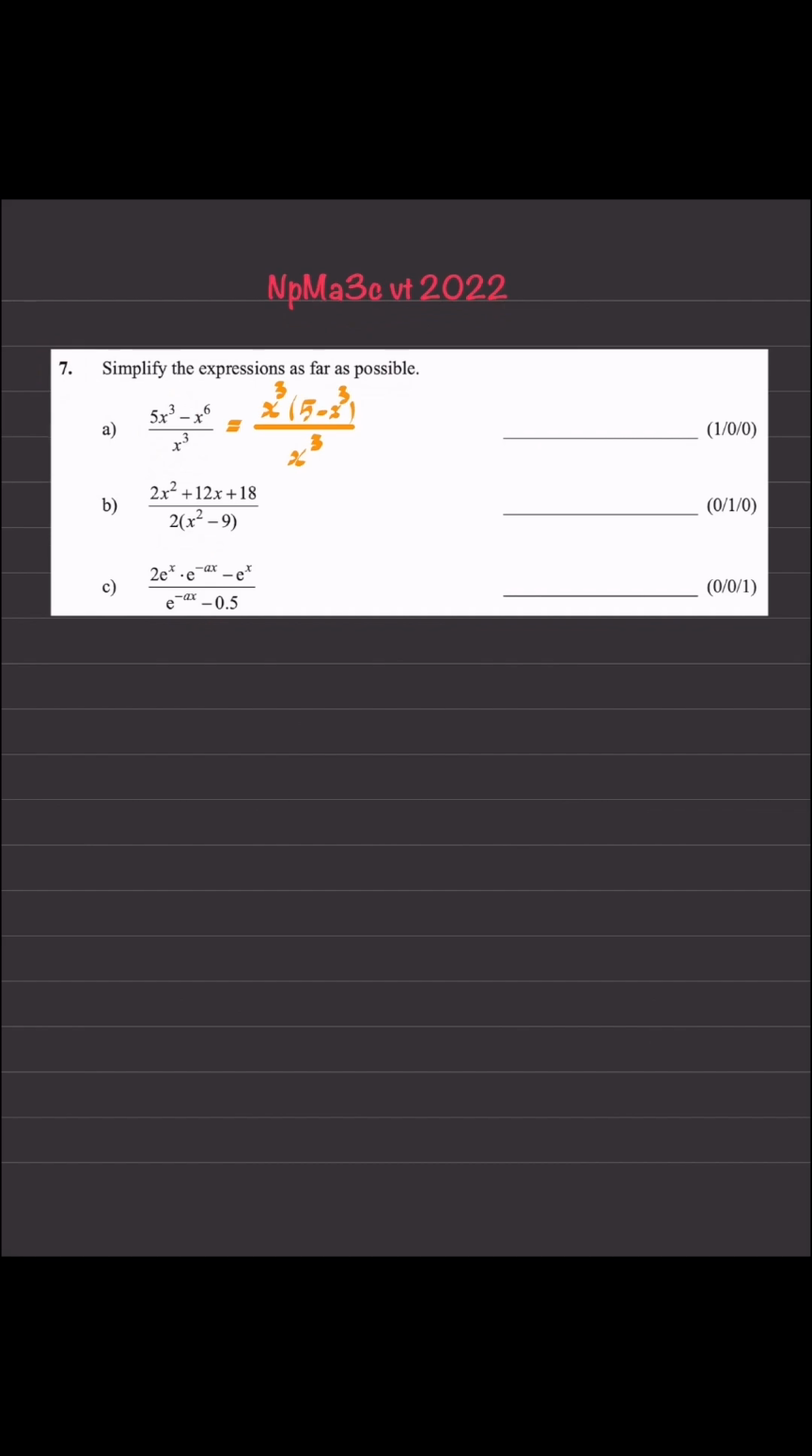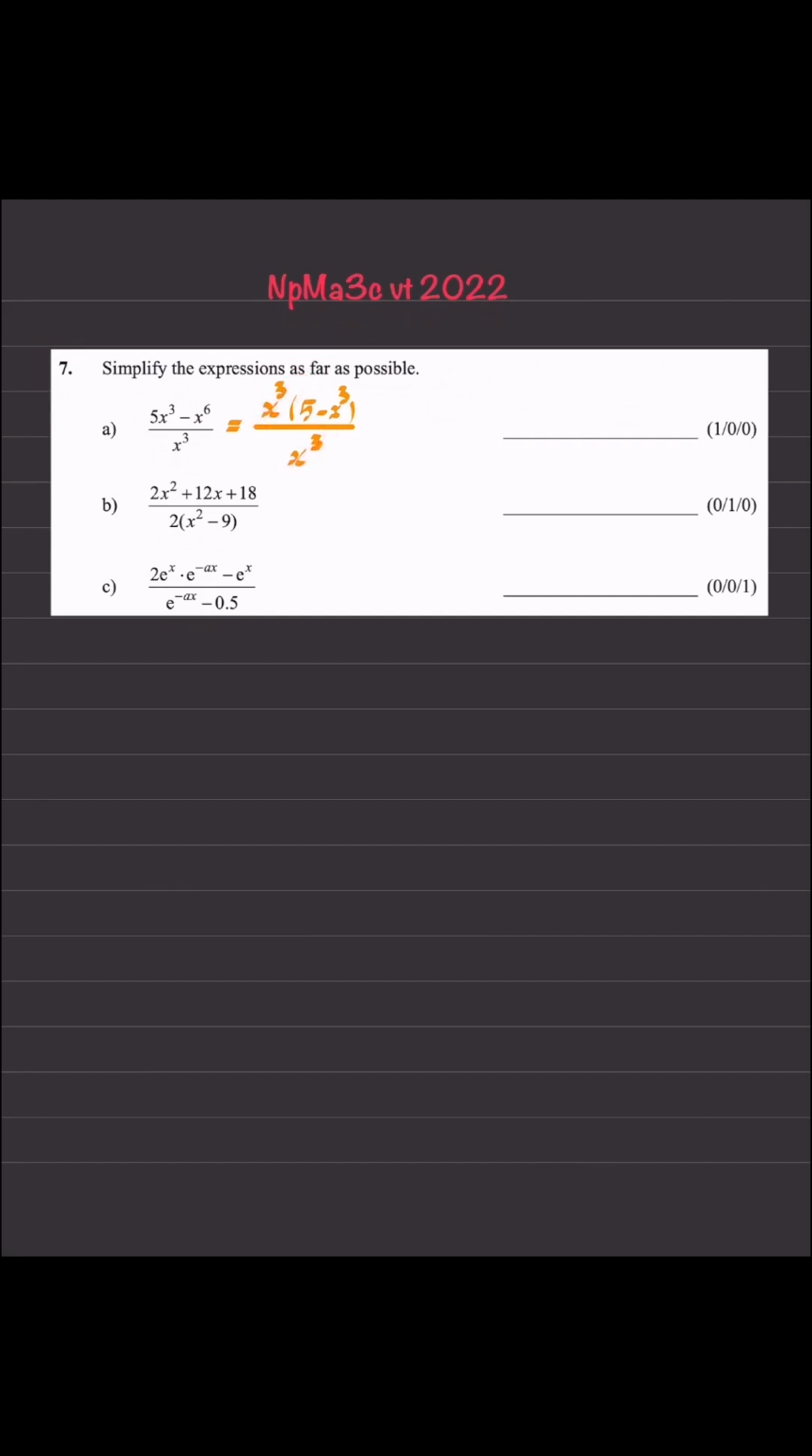It's always recommended to double check that you have done everything right. How? By multiplying this back to see if you are getting the same expression. X to the power of 3 multiplied by 5 really generates 5x cubed, so that's correct. Then I have minus x to power 3 times x to power 3, which becomes x to power 3 plus 3, which is x to power 6, and that is the same. So that's correct. But now, can I simplify this with that?